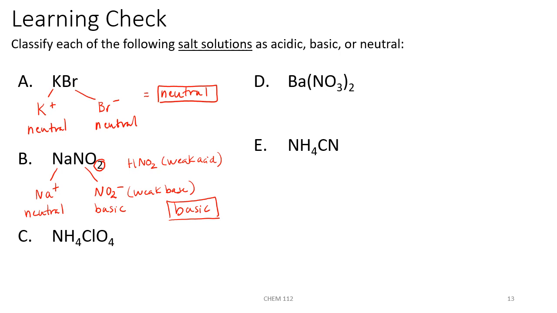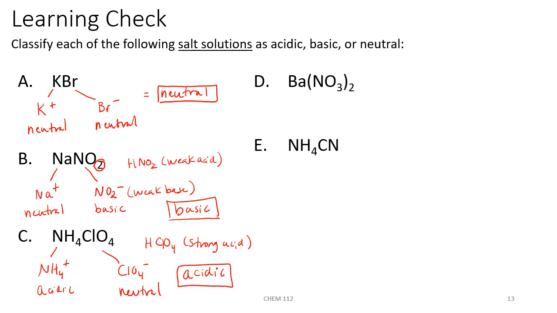C, we have ammonium perchlorate. So we have the NH4 plus ion, and our anion of this salt is ClO4 minus. If we start with the perchlorate anion, that comes from the acid perchloric acid, HClO4, and that's a strong acid. So since we have the conjugate base of a strong acid, the perchlorate anion is going to be neutral. And our ammonium ion is a cation that is a weak acid. So since the ammonium ion is weakly acidic, it'll contribute acidic properties to our solution. So overall, ammonium perchlorate will give us a pH less than 7. It'll be acidic.